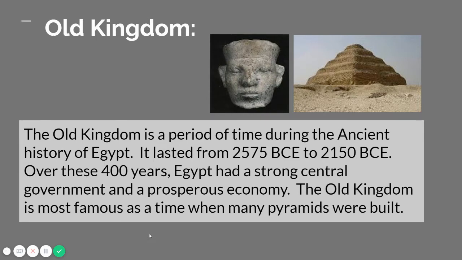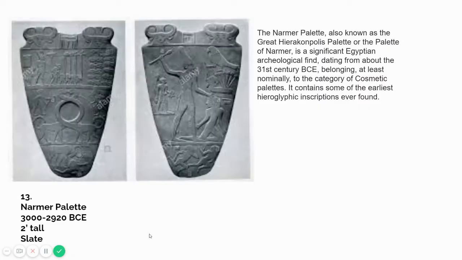There was a lot of growth and trade during this time. The Old Kingdom is also most famous as the time when many of the pyramids were erected. The Old Kingdom represents the transition from the pre-dynastic period into the dynastic period. And that, of course, will bring us to our first image for ancient Egypt. It is image number 13.